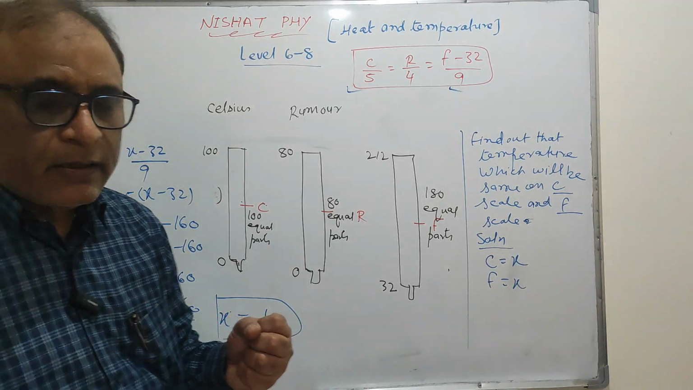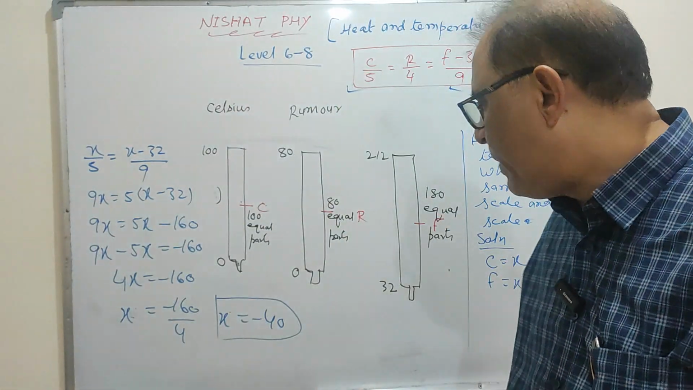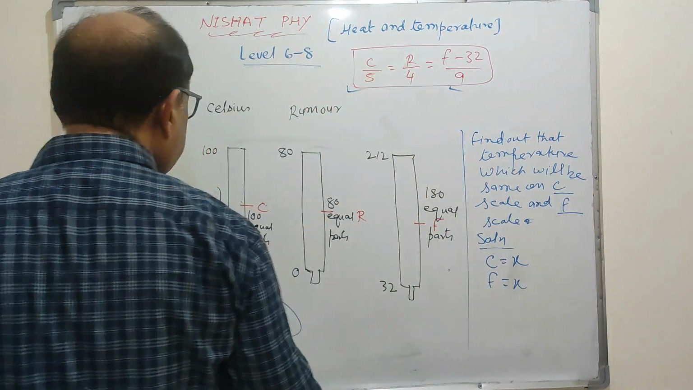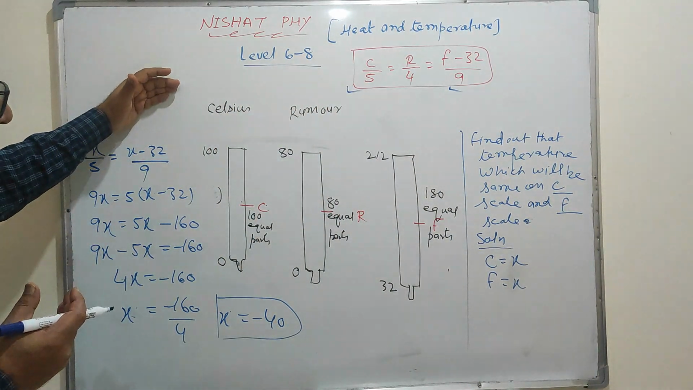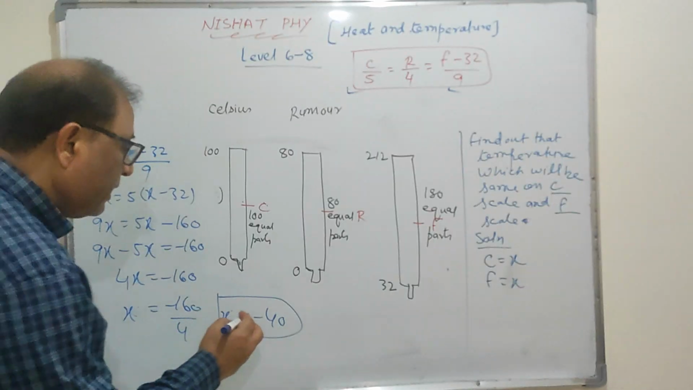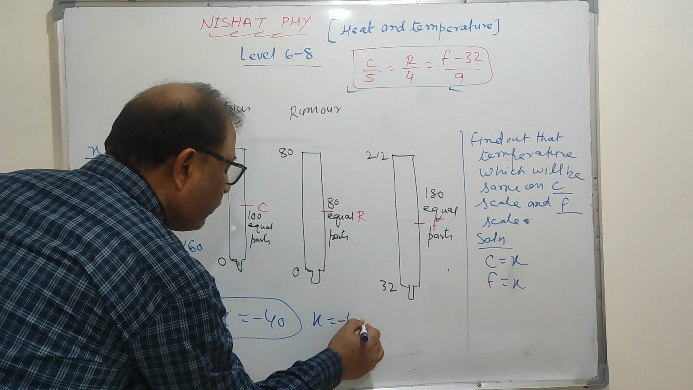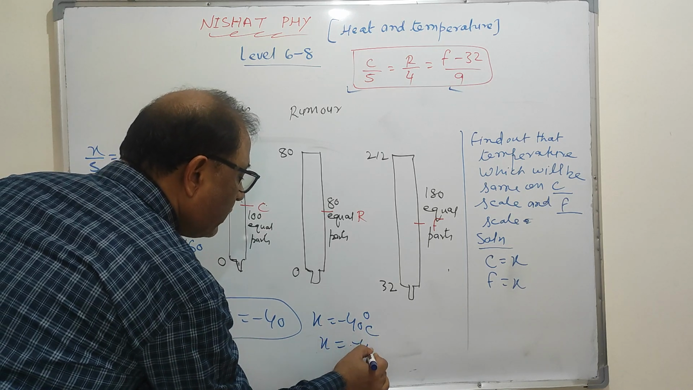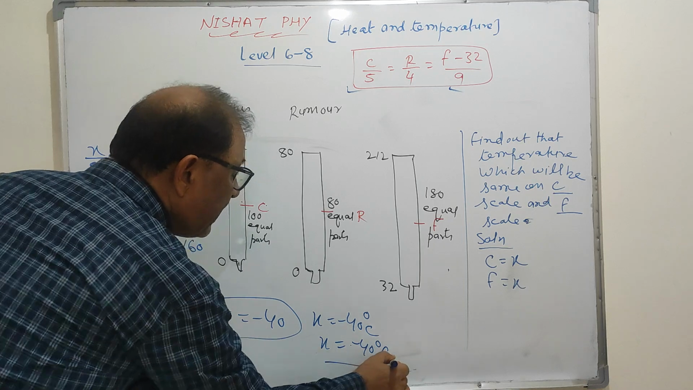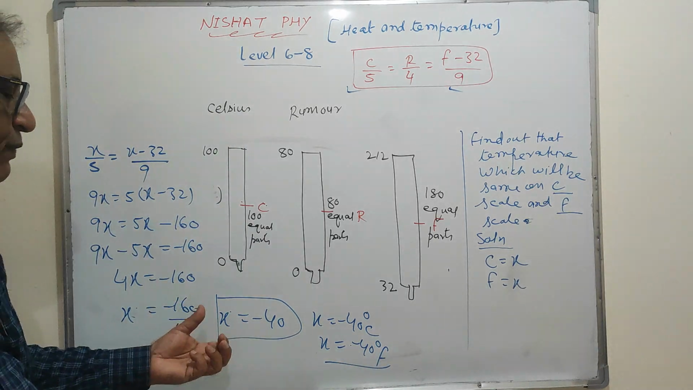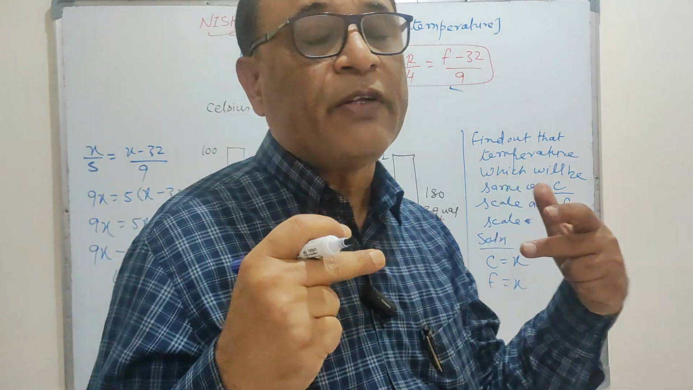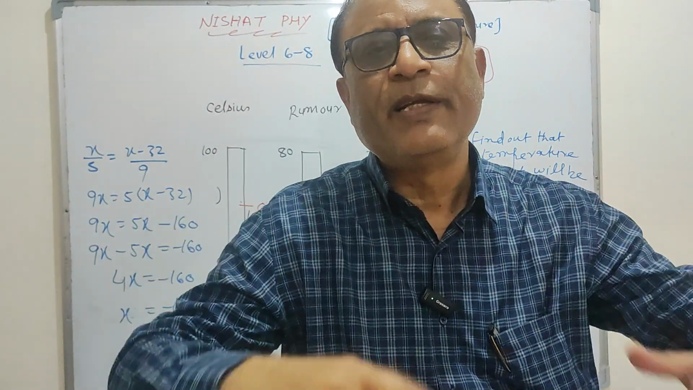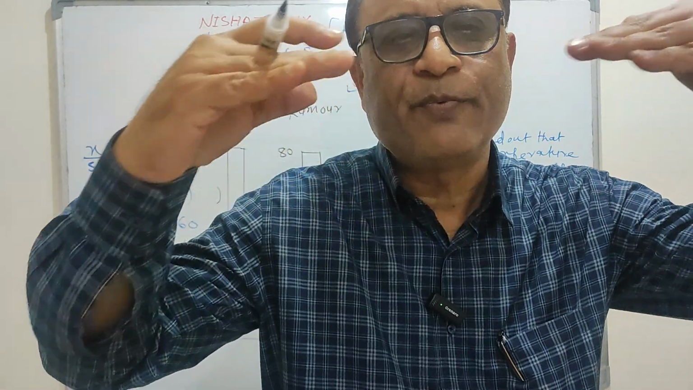Means X is both for C and F. So minus 40 is that temperature at which Celsius and Fahrenheit will be the same, meaning X is equal to minus 40 degree C and X is equal to minus 40 degree F. Means that particular temperature at which both Celsius and Fahrenheit show the same minus 40. The mercury will be at the same point.